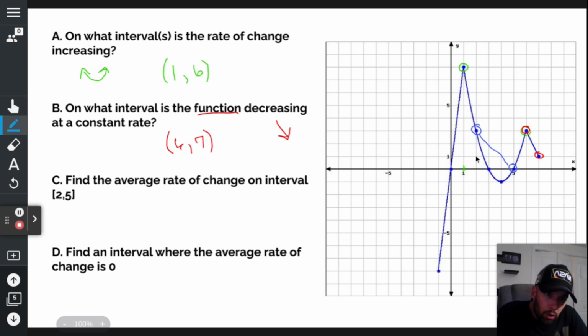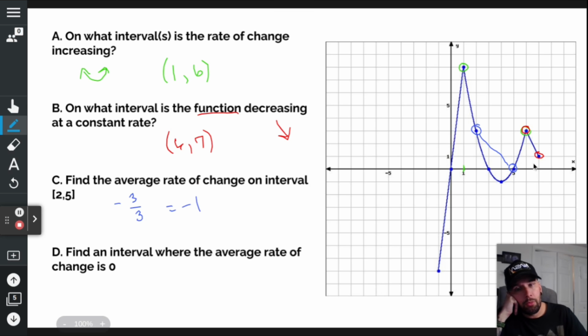Down 1, 2, 3, right 1, 2, 3. The average rate of change is negative because it's a negative slope, 3 over 3, which is the same thing as negative 1. No calculations needed.